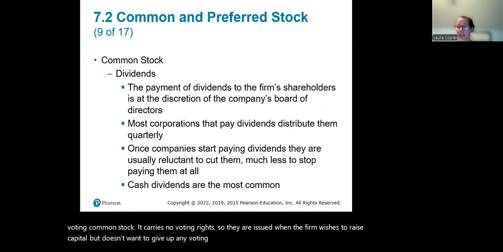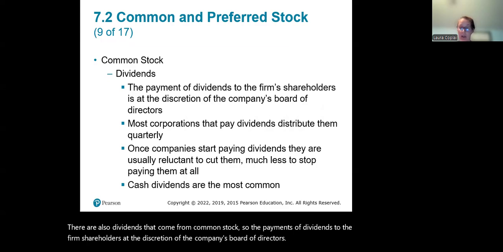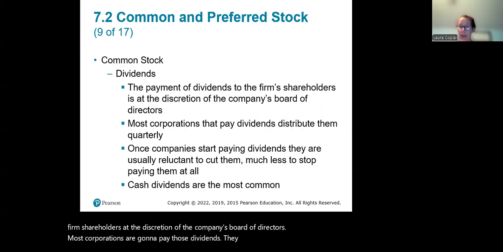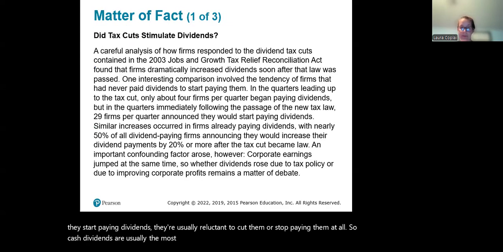There are also dividends that come from common stock. The payment of dividends to the firm's shareholders is at the discretion of the company's board of directors. Most corporations are going to pay those dividends. They distribute them quarterly. And when they start paying dividends, they're usually reluctant to cut them or stop paying them at all. So cash dividends are usually the most common.